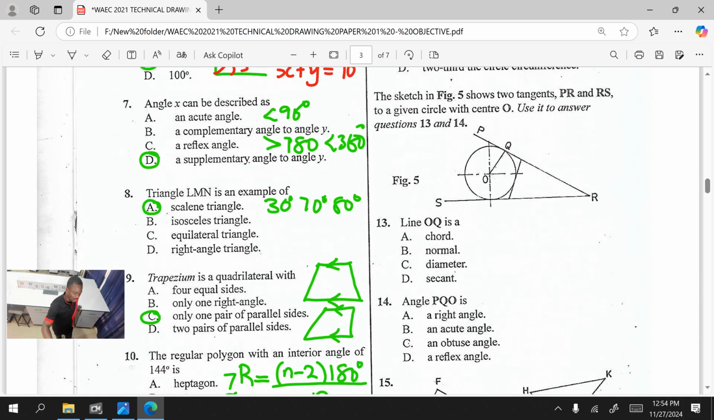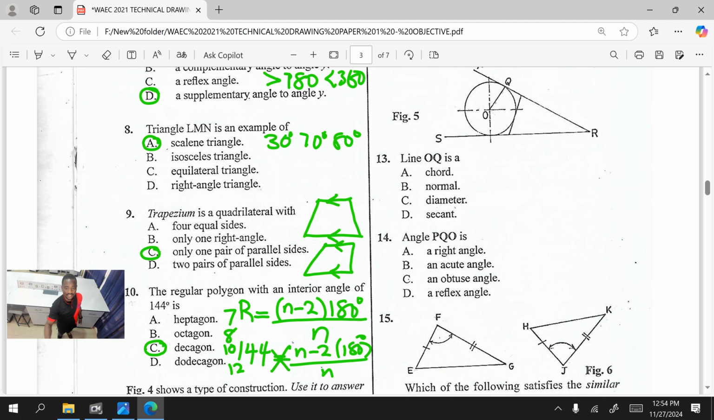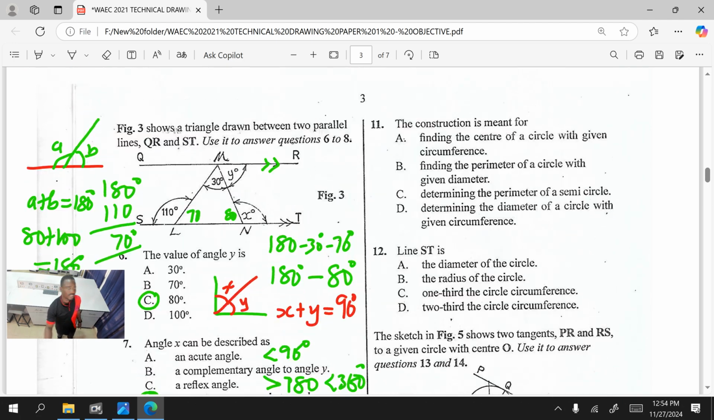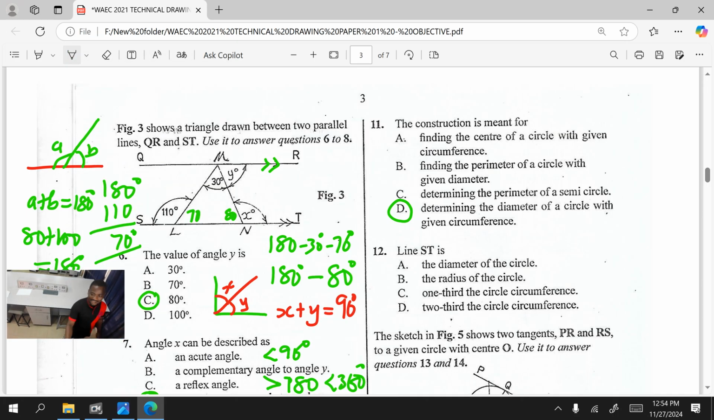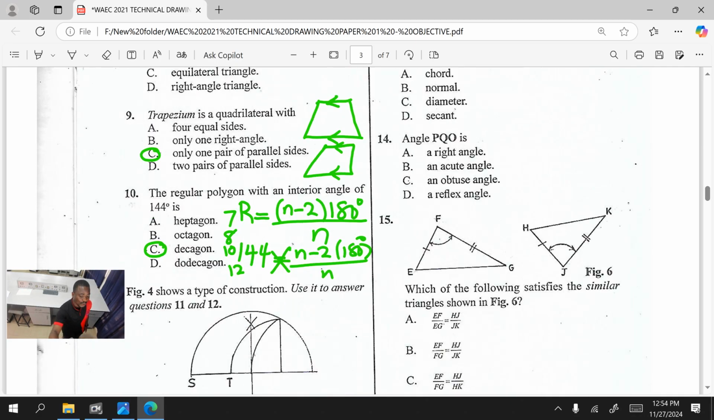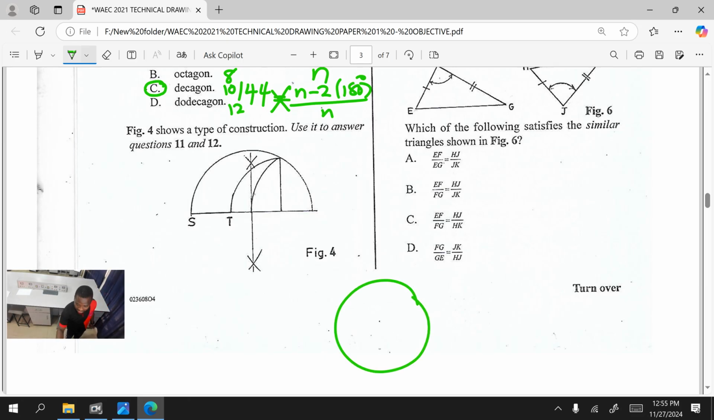Let me go back to the construction so you can see it again. So what do you think the construction is meant for from A to B? The answer is D. It is used for determining the diameter of a circle with given circumference. When they give you the circumference as a line, remember, circumference of a circle should be what? Should be round.